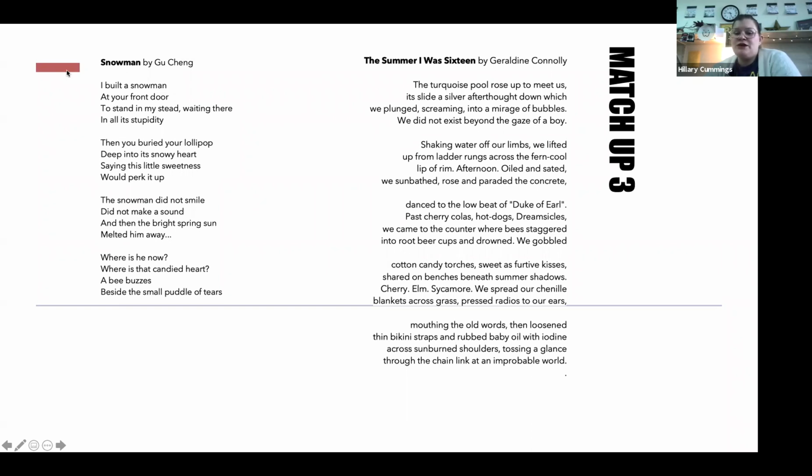Oiled and sated, we sunbathed, rose and paraded the concrete, danced to the low beat of the Duke of Earl, past cherry colas, hot dogs, dreamsicles. We came to the counter where bees staggered into root beer cups and drowned. We gobbled cotton candy torches, sweet as furtive kisses, shared on benches beneath summer shadows, cherry, elm, sycamore. We spread our chenille blankets across grass, pressed radios to our ears, mouthing the old words, then loosened thin bikini straps and rubbed baby oil with iodine across sunburned shoulders, tossing a glance through the chain link at an improbable world.